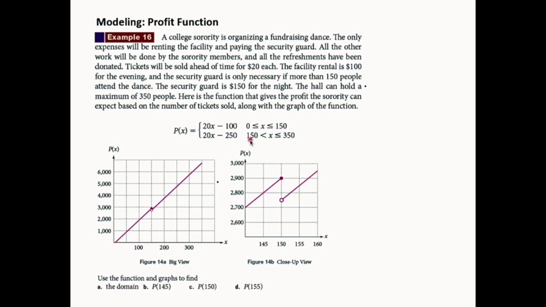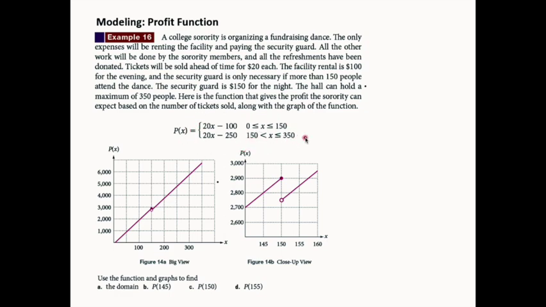So in the case where the number of people is greater than 150, then we also have to pay for a security guard. So our profit function is going to be different. It's going to be the 20x, 20 times the number of tickets. But then we have to subtract off not only the facility rental, but the amount for the security guard. So that's 100 and then another 150. So we'd have to subtract off 250 if the number of people falls between 150 and 350 inclusive.